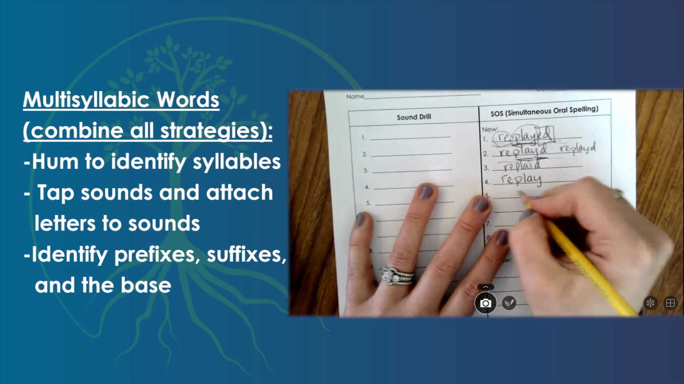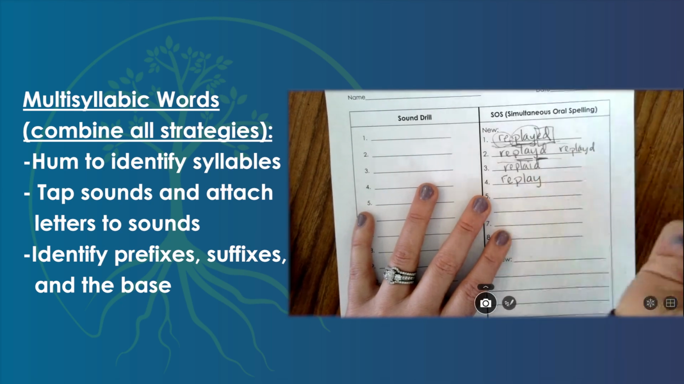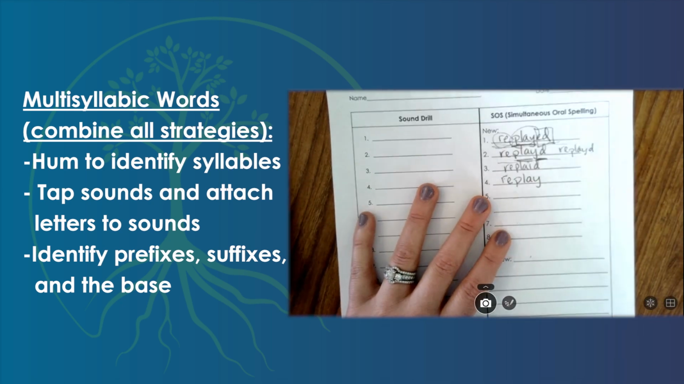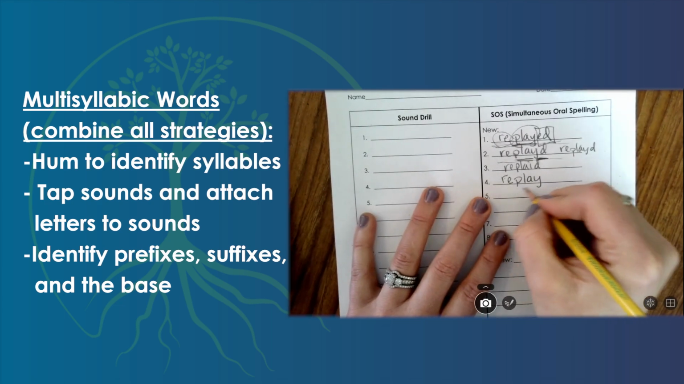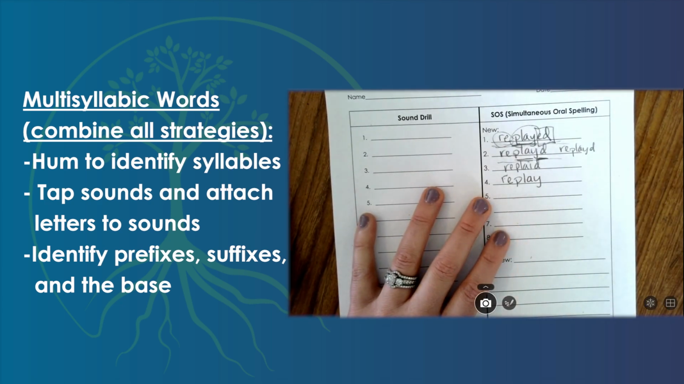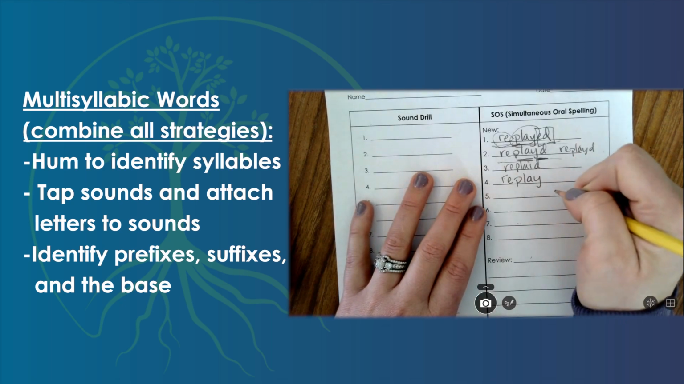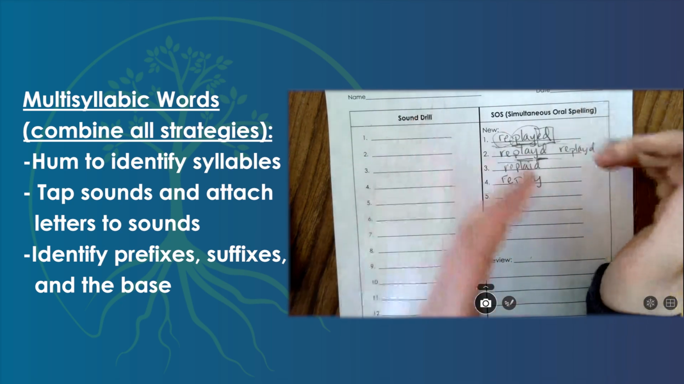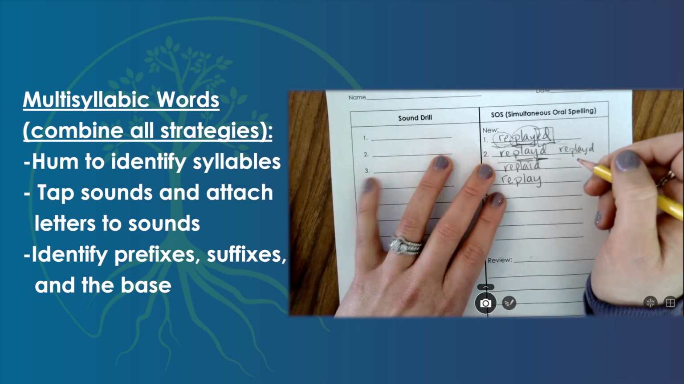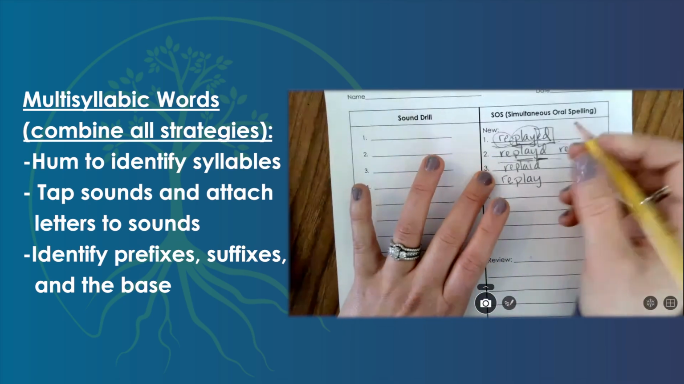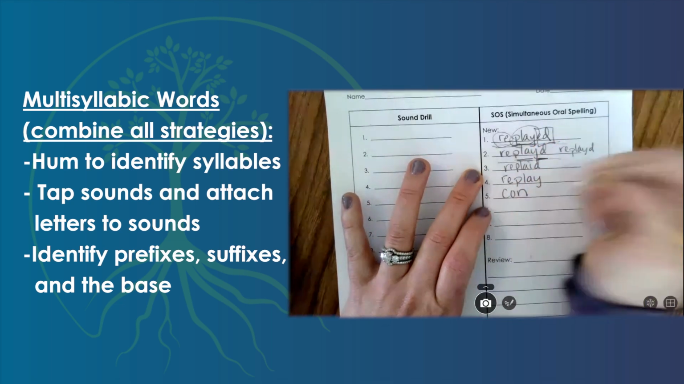And even though the true base is struct, again, they may not know that con is a prefix. You could say, what are we left with, or what's my base? But we're trying to get them to say construct. Then we can do the strategies that we know where we hum construct, and break it down syllable by syllable. So what's the first syllable? Con. Tap the sounds. K, ah. Attach the letters. C-O-N. Write and say C-O-N.